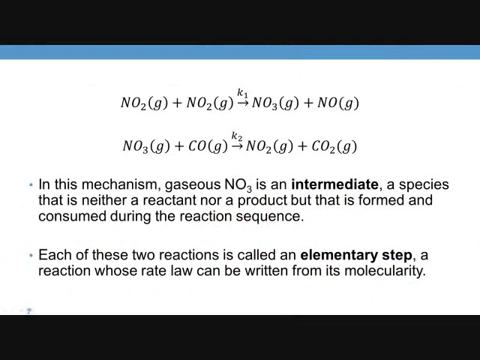In this series of steps, we have intermediates, which in this case would be the NO3. It's a species that's not a reactant or a product in the final equation, but it is formed and consumed during the reaction sequence. So if we were to add the 2 steps together, then the NO3 would cancel away. Anything that cancels would be called your intermediate.